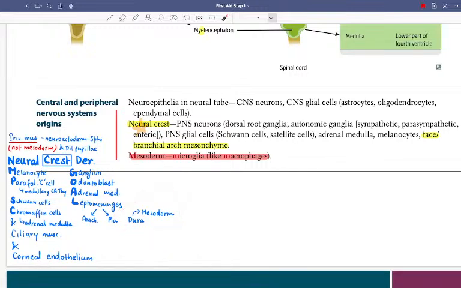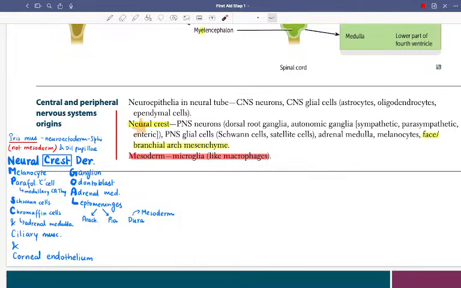So this is basically the whole thing. Iris muscle is also very important. Iris muscle is a part of the neuroectoderm, that is the sphincter pupillae and the dilator pupillae. That is not a part of the mesoderm, so that is very important. But which part of the nervous system is supposed to be derived from the mesoderm? That is the microglia. Microglia is basically macrophage-like cells.